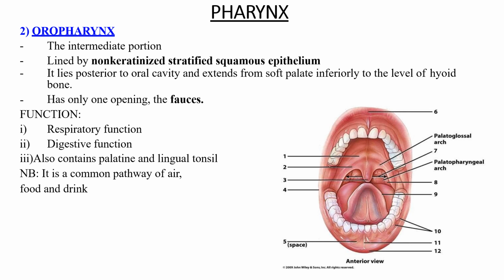And the oropharynx is the intermediate portion lined by non-keratinized stratified squamous epithelium. It lies posterior to the oral cavity and extends from the soft palate inferiorly to the level of the hyoid bone. It has only one opening, that is the fauces. The function is mainly respiratory and also digestive. It contains the palatine and lingual tonsils. So these are the palatine and lingual tonsils. It is a common pathway of air, food and drink.